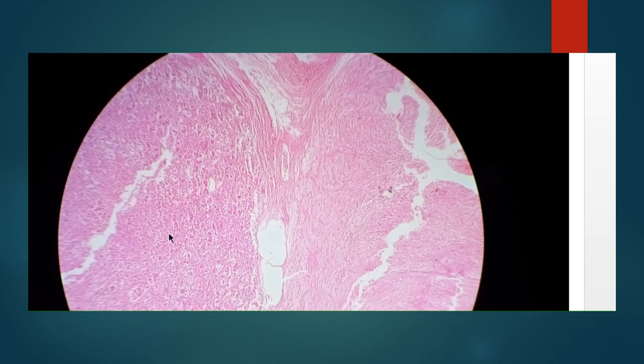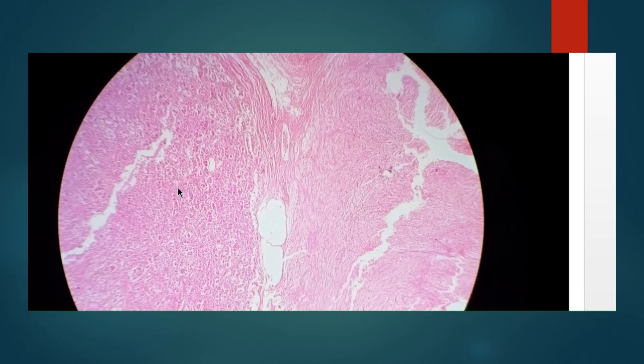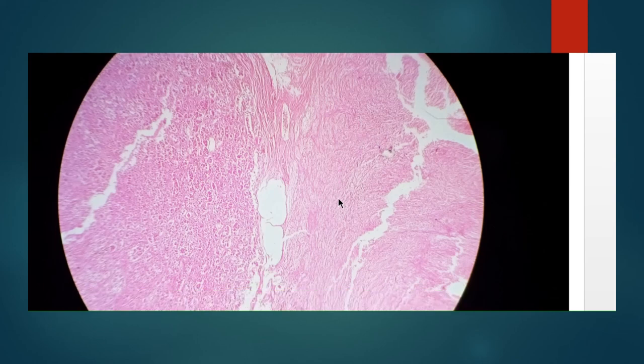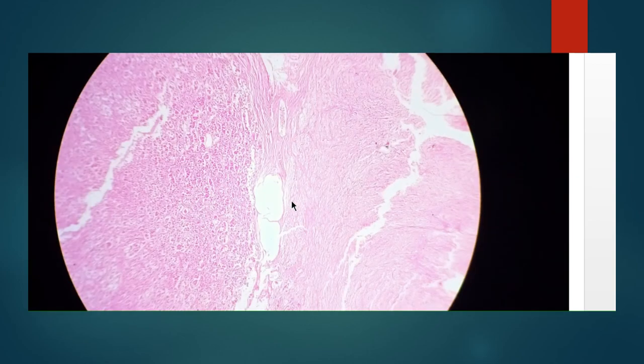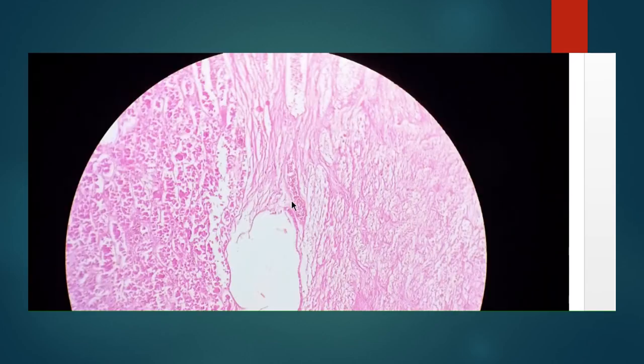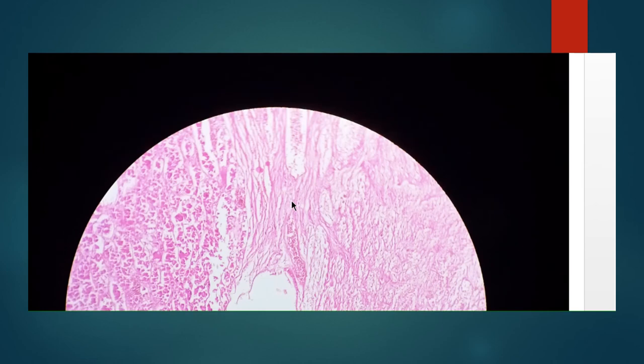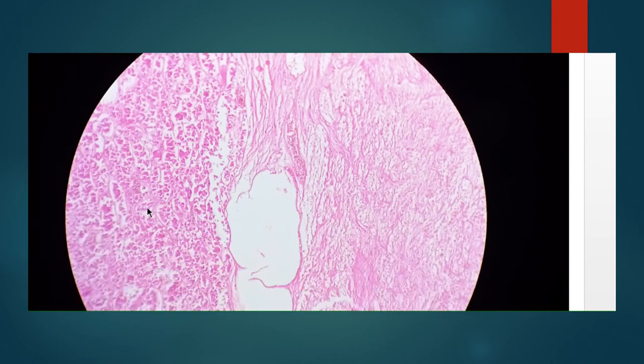In the anterior pituitary, what can we identify? Acidophils, basophils and others. These are the cells present in the anterior pituitary. Here you can identify the non-myelinated axons extending into the neurohypophysis. This is your pituitary gland slide. It is also the pituitary gland, a 40X image of the anterior pituitary and the posterior pituitary.